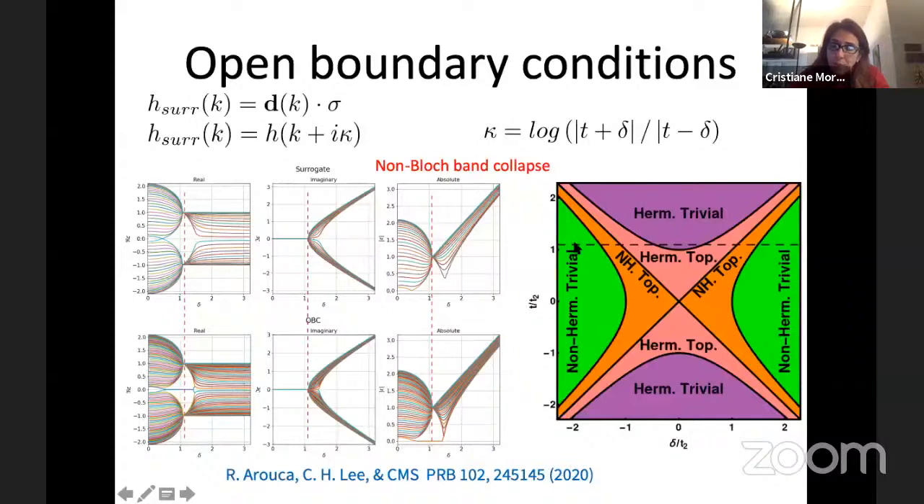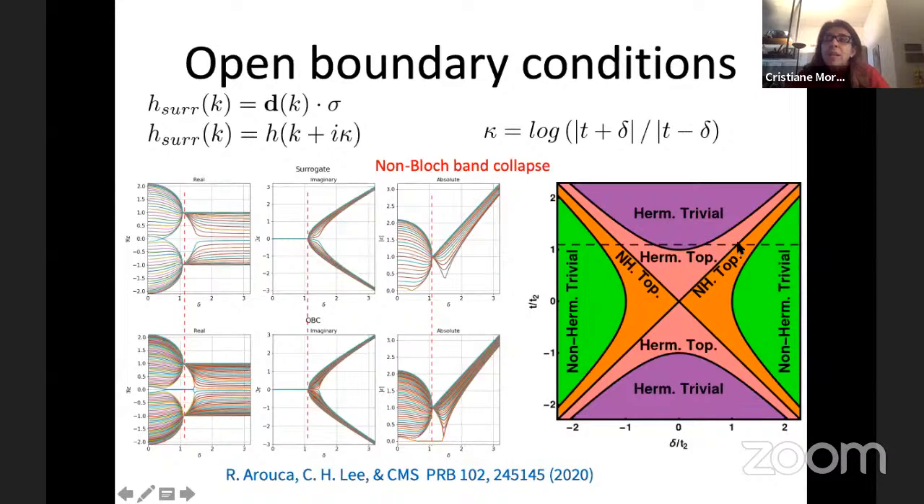And if we now fix ourselves to be here at this value 1.1 for the value of t over t2, and if we now look at the positive values of delta, because the same happens for the negative, we are going to have one phase transition, another phase transition, and a third phase transition. So there are 3 interesting phase transitions. One, which is between the Hermitian trivial and the Hermitian topological one. We could imagine what should be happening here.